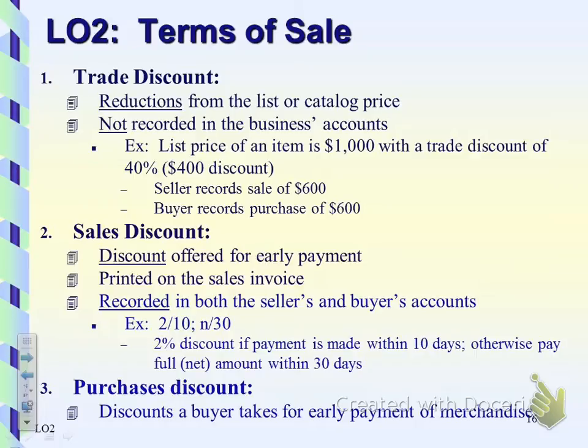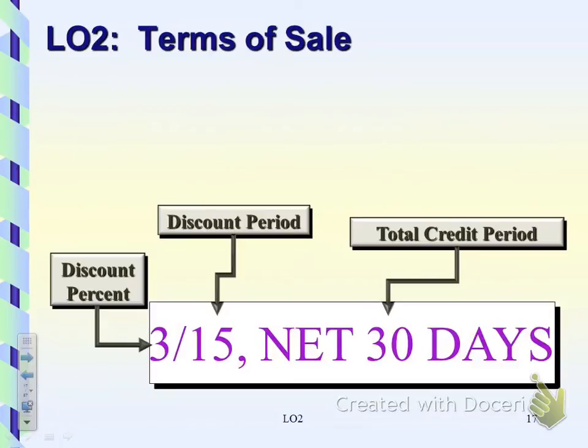The discount is 2% if the discounted payment is made within 10 days. Otherwise, the full payment is made within 30 days. Okay? And then purchase discounts are from the buyer's standpoint. So this is important. The discount percent is always the first number. The discount period is the second number. And then the total period to pay it off is the last piece of information. Okay? So if I pay within 15 days, I can get a 3% discount.